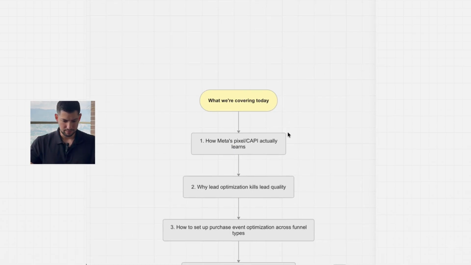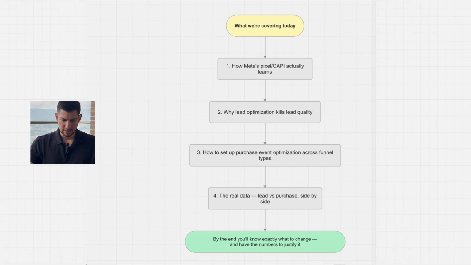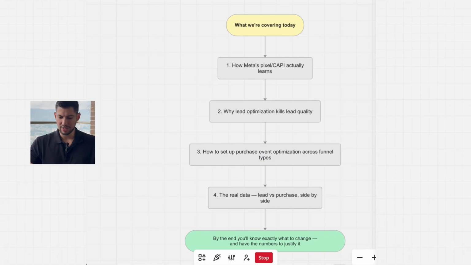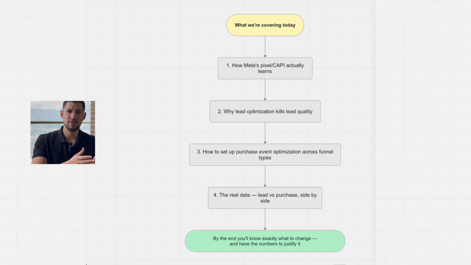So here's what we're going to cover today. Step one, how Meta's pixel actually learns. Whether you're using the Pixel or Meta's Conversions API, which I would recommend, I'll show you why the conversion event that you choose trains the algorithm to find that specific type of person. So the event that you're using for your campaigns is really important.